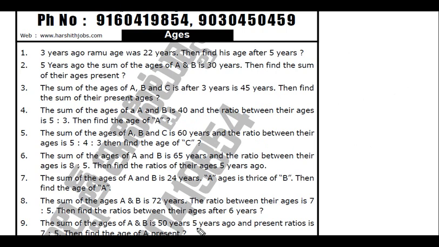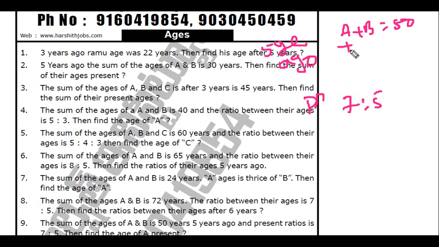Next one, the sum of the ages of A and B is 50 years, 5 years ago. This is A plus B equal to 50 years, 5 years ago. Okay, 5 years ago. And present ratio, where is the present ratio? 7 is to 5. This is present.